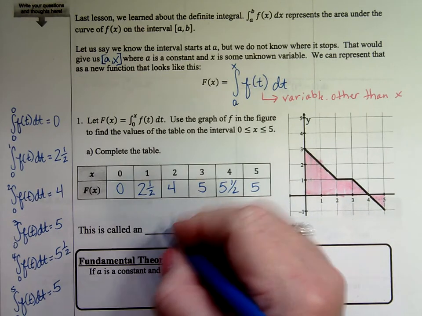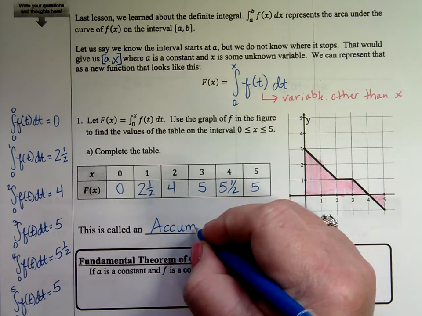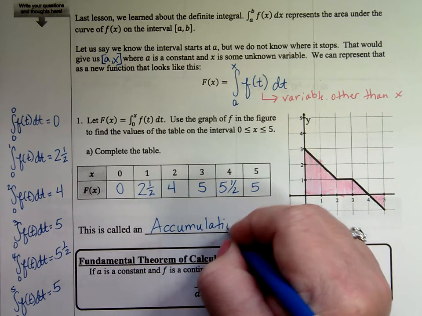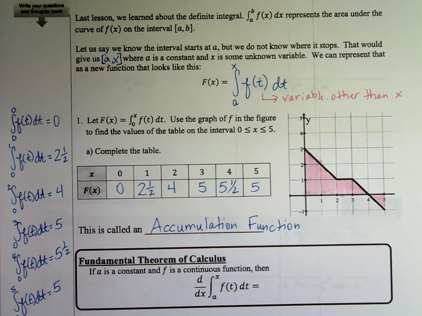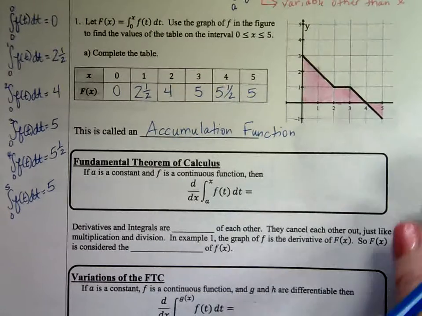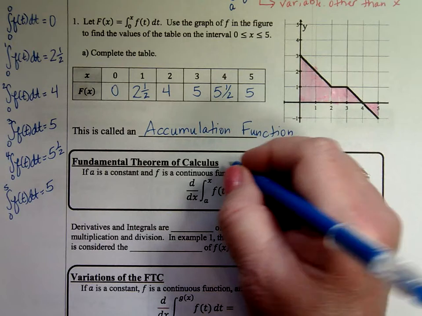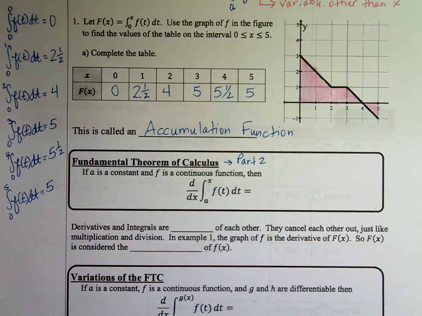It's called an accumulation function. You're accumulating area. So it's accumulation function. And so here's the fundamental theorem of calculus. There's two parts to the fundamental theorem of calculus. This is primarily part 2. Not that you care, but there's another part we'll talk about later.